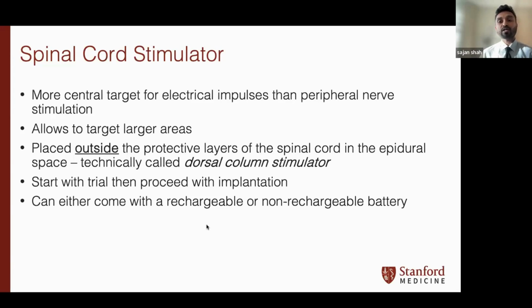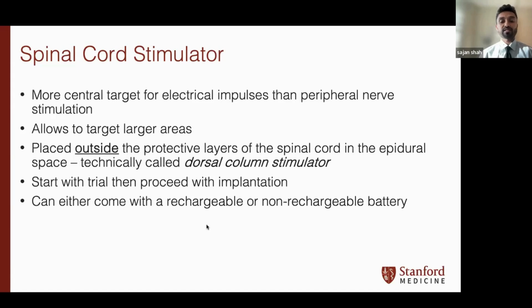And thus, this allows a greater area to be covered because now we're really going central and it's not so much to the periphery as I was explaining with that lower leg example. It is placed outside of the protective layers of the spinal cord in the epidural space. So it's also called a dorsal column stimulator. We generally start with a trial that lasts generally 3 to 14 days to ensure that the technique helps with pain. Then, if we have a positive response, we progress to implantation.